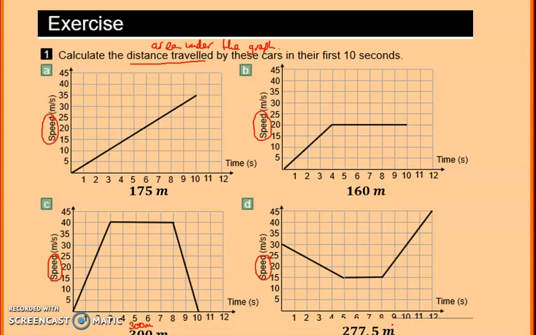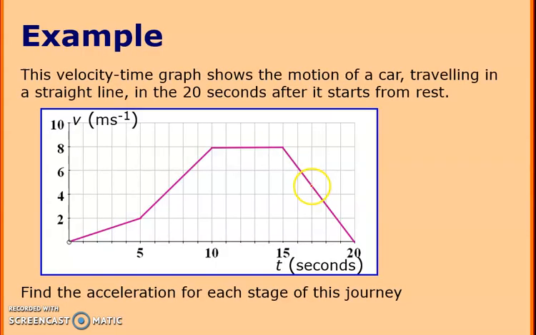So we've done examples of where they've drawn the graph for us, and that's important that we can do it. But we also get questions the other way around, by which I mean where we have to draw the graph. And secondly, we also get questions where it's just a wordy version of what we've just seen, but you just have to interpret it. This velocity time graph shows the motion of a car travelling in a straight line for 20 seconds. It starts at rest.